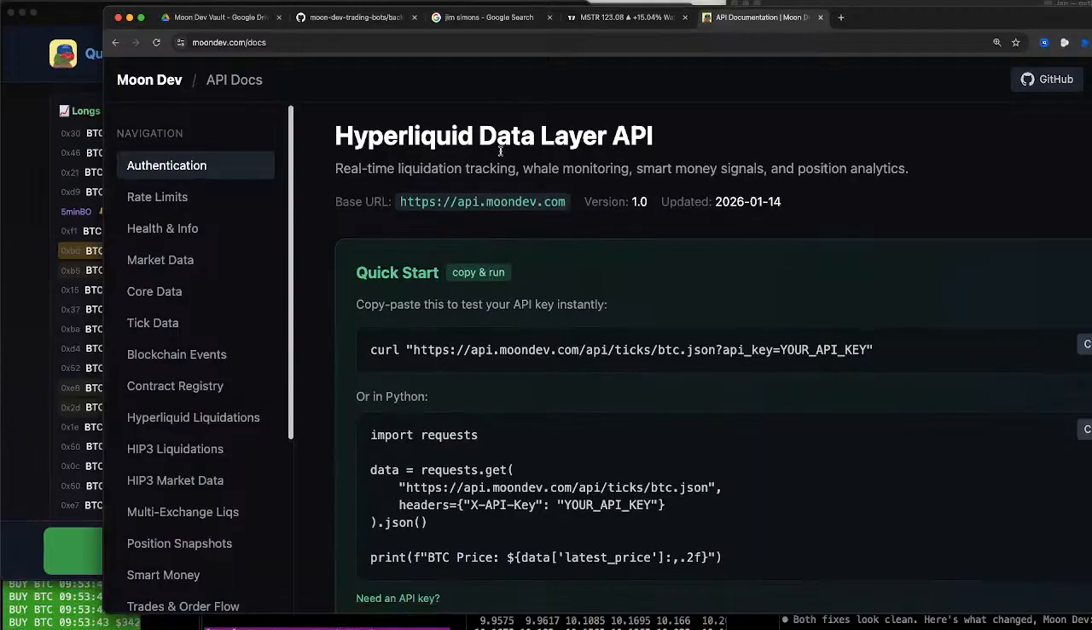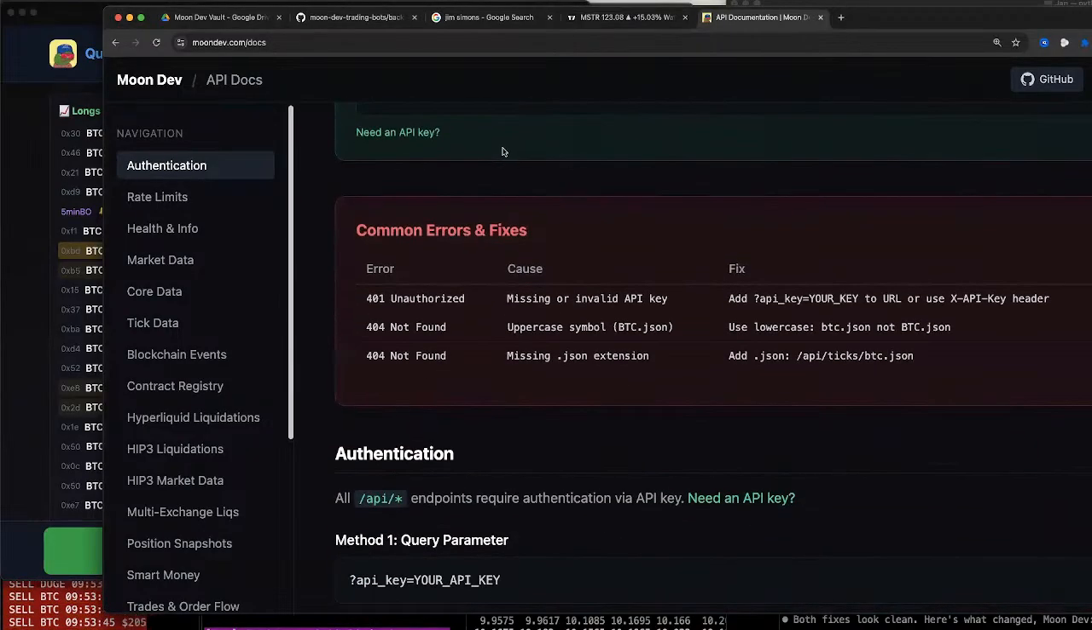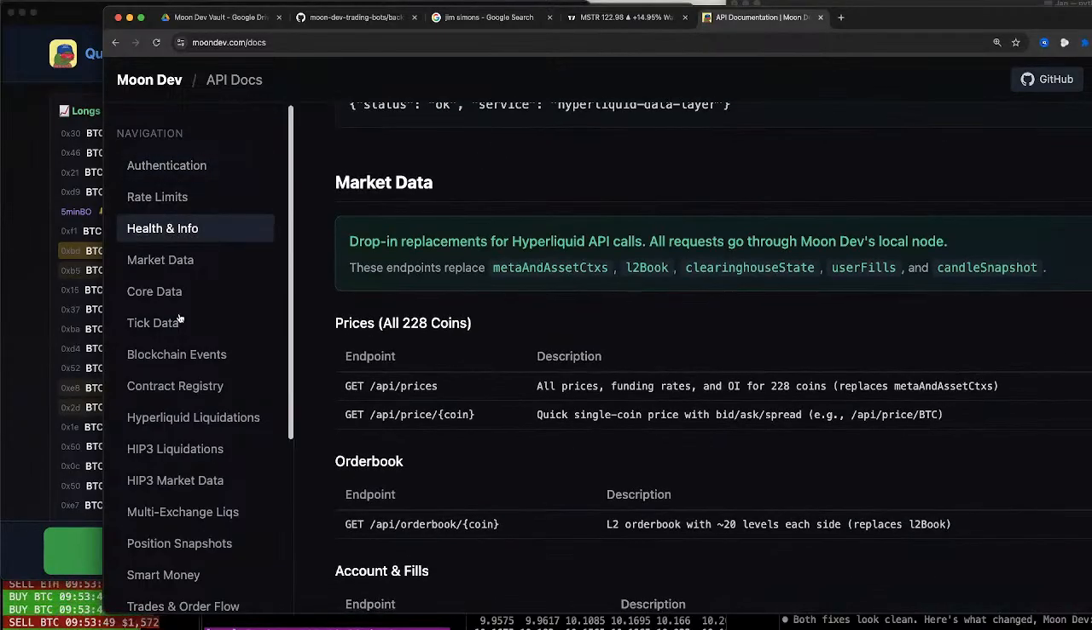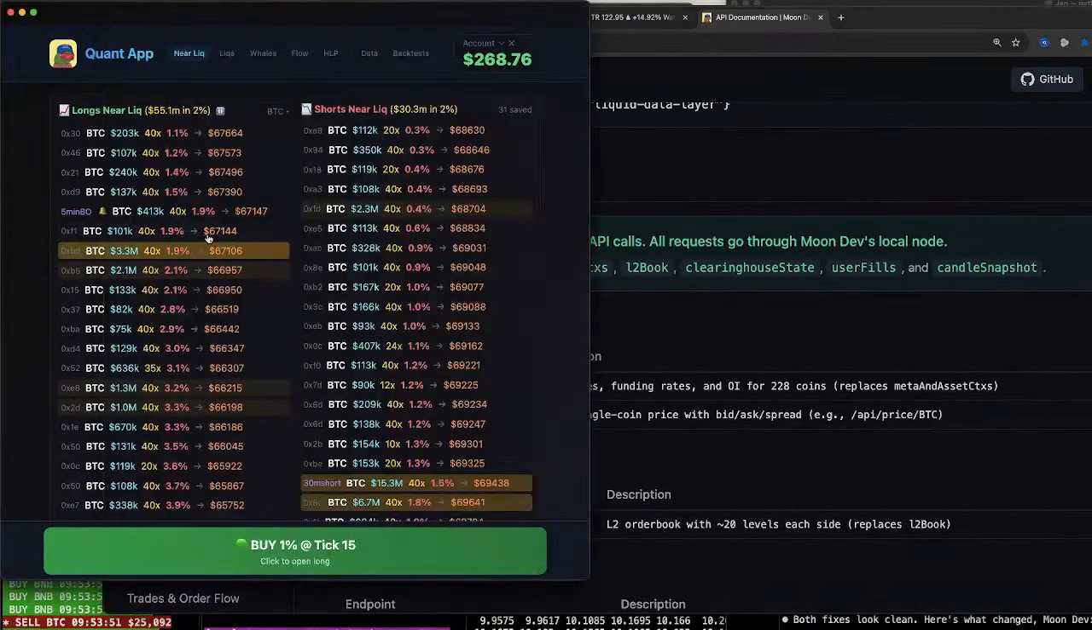I built the Hyperliquid data layer, so I'm able to get data multiple seconds faster than you can on the API. And I can get data like everybody's positions here, and you can too. So you have that API key.